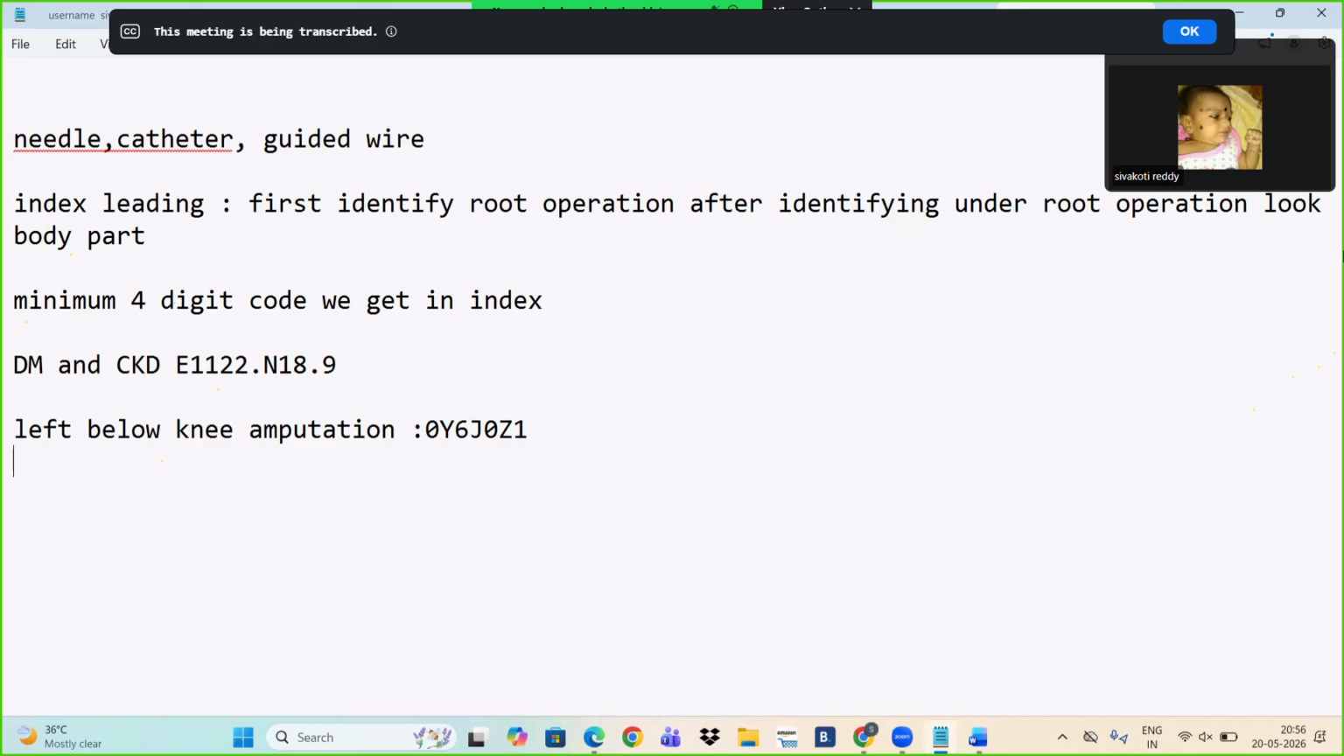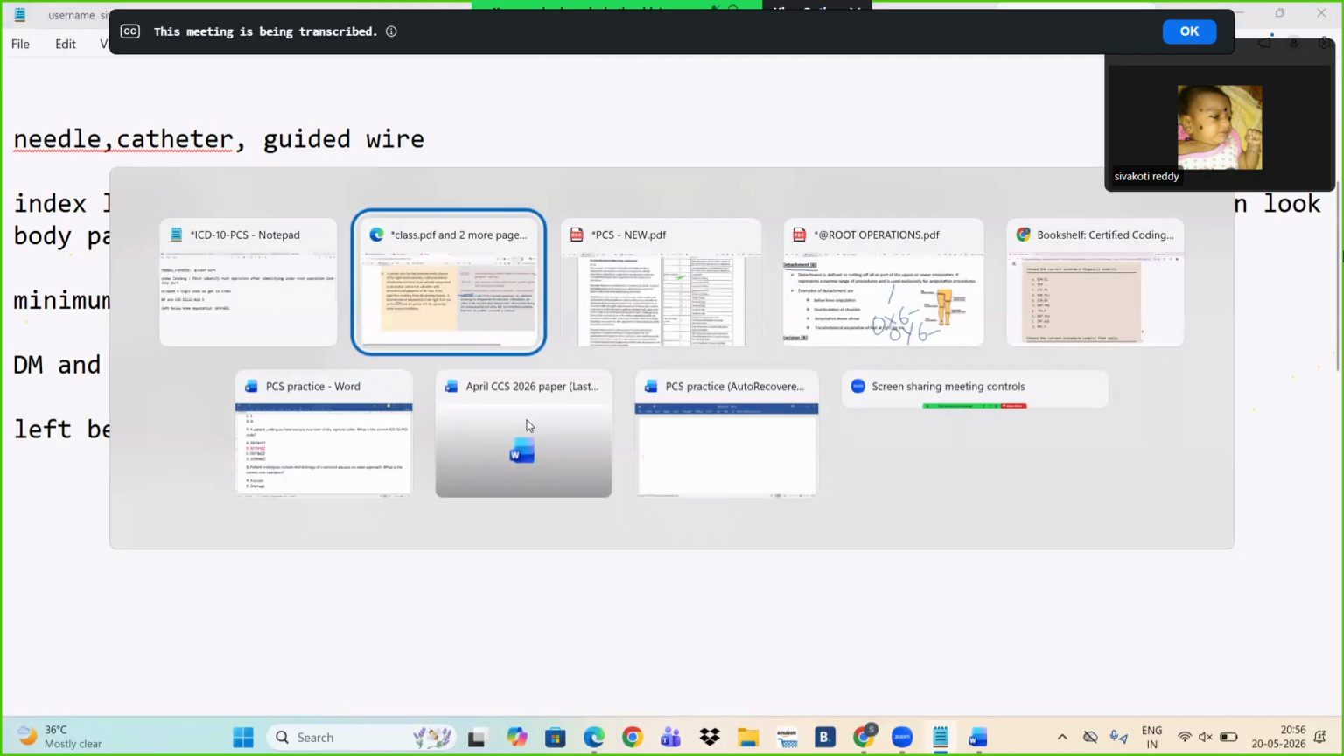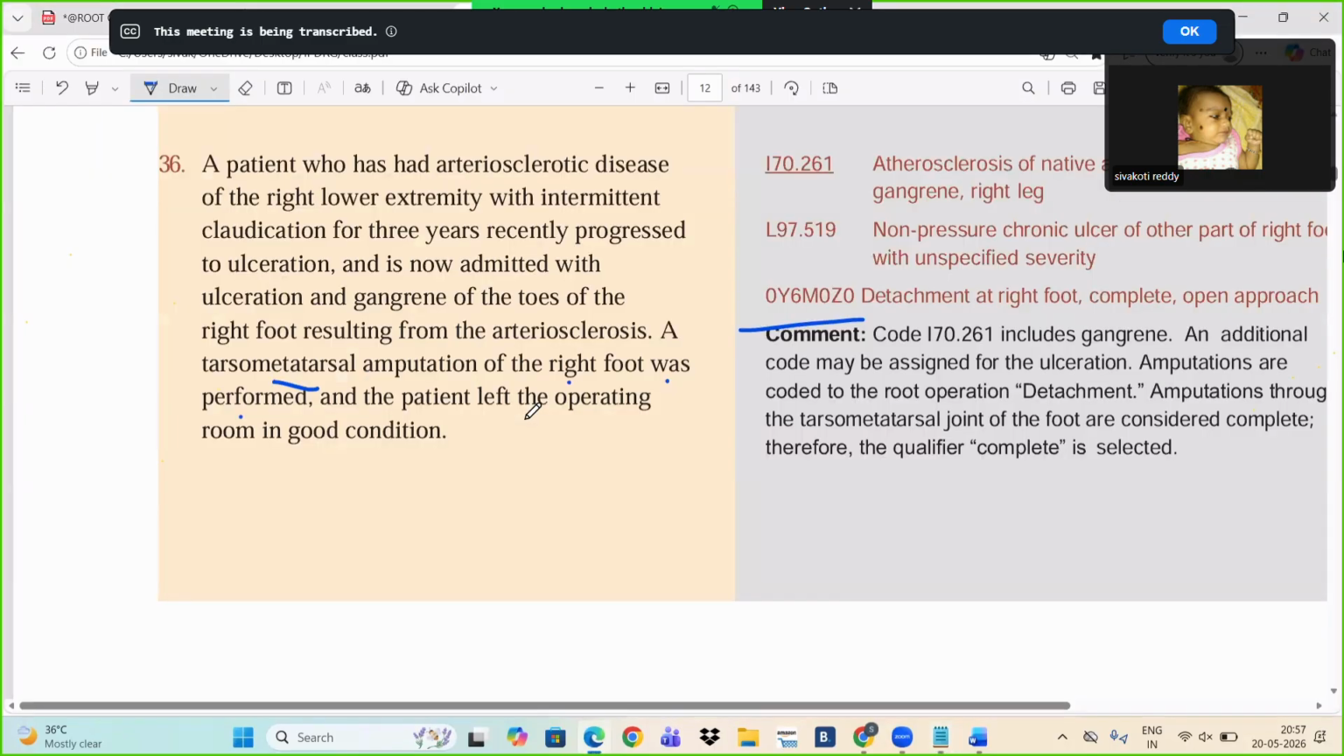This is the procedure leading. So remember, proximal means upper area, below knee means lower leg. Lower leg upper side should be below knee, lower side should be ankle area, distal area ankle.